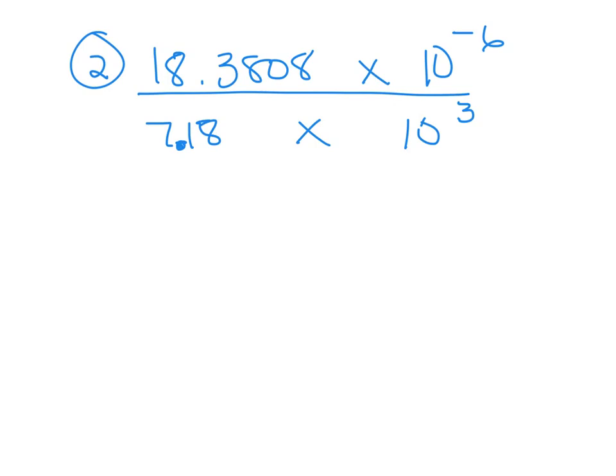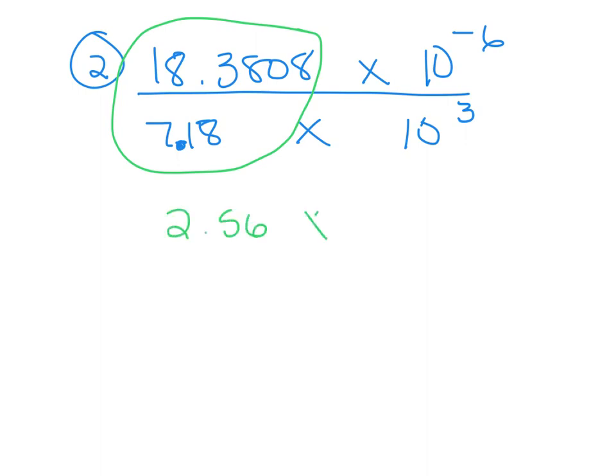Okay, so the first thing I did on this problem was I took the two numbers out front and I divided them, and my calculator says that that is 2.56 times 10. Now, what do I do with the exponents in division? I actually subtract them, so I have to take negative 6 minus 3, which is negative 9. So that's correct scientific notation, so there's my first answer.